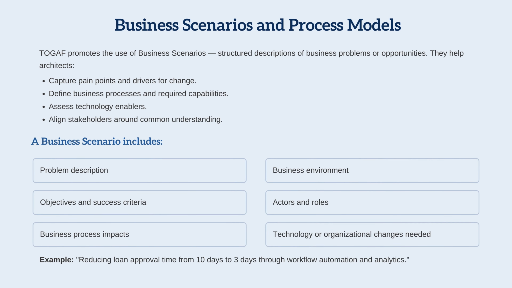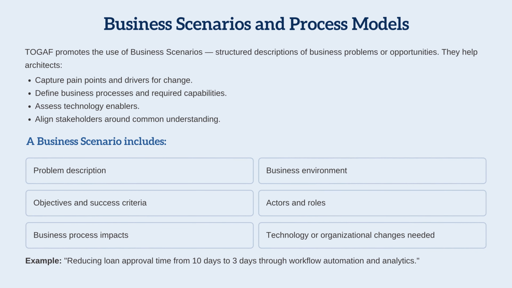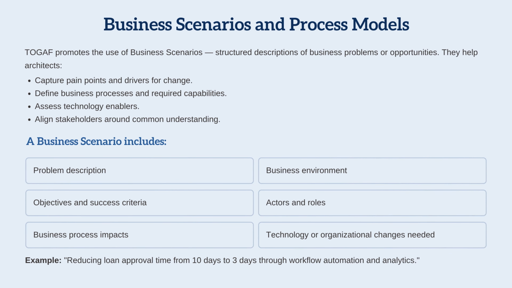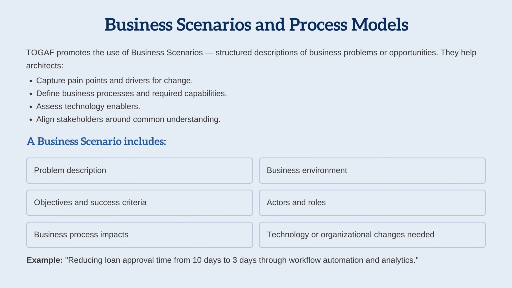Business scenarios and process models. TOGAF encourages the use of business scenarios, structured narratives describing business problems or opportunities. A business scenario includes problem statement, business environment, objectives and success criteria, actors and roles, processes affected, and required changes. For example, reducing loan approval time from 10 days to 3 through workflow automation and analytics. Business scenarios make the architecture relatable and actionable for stakeholders.